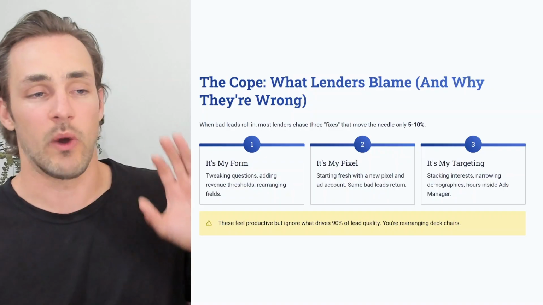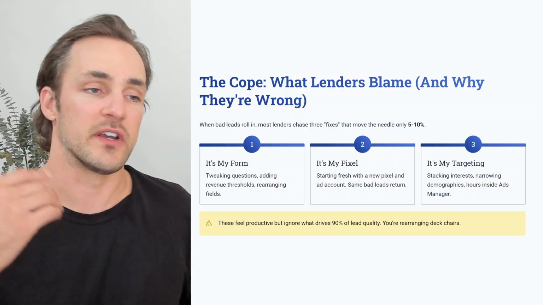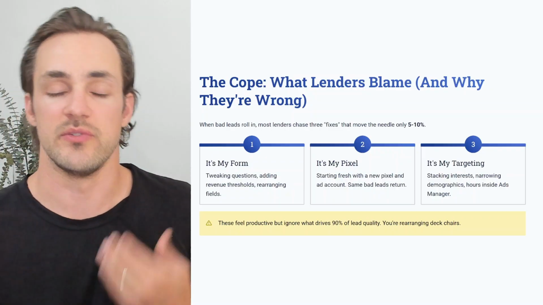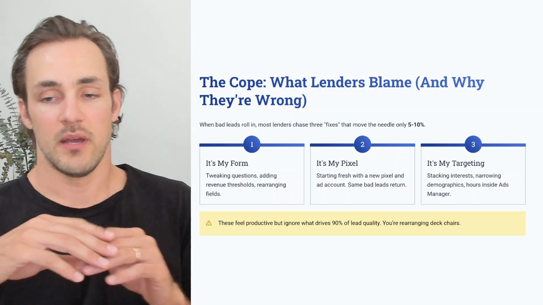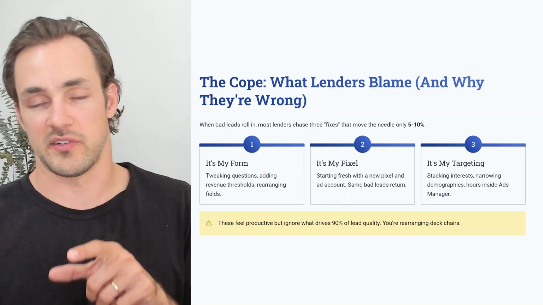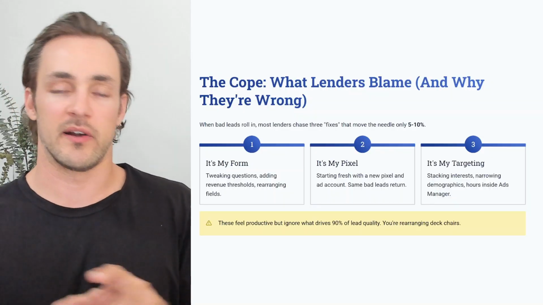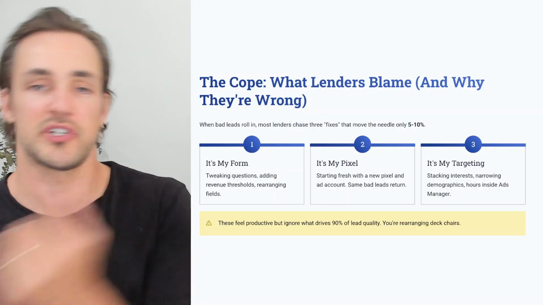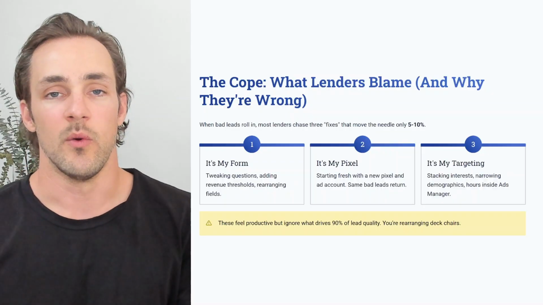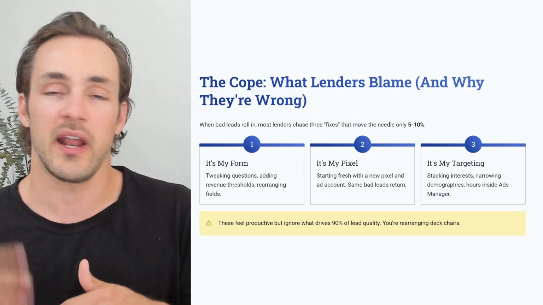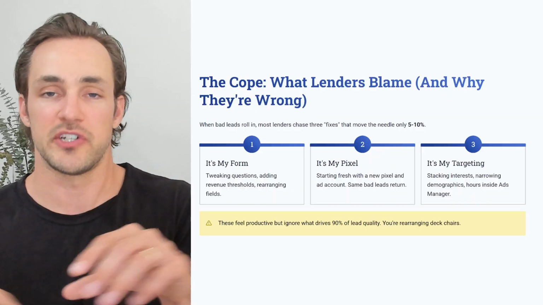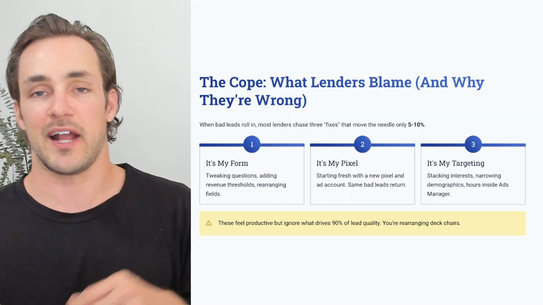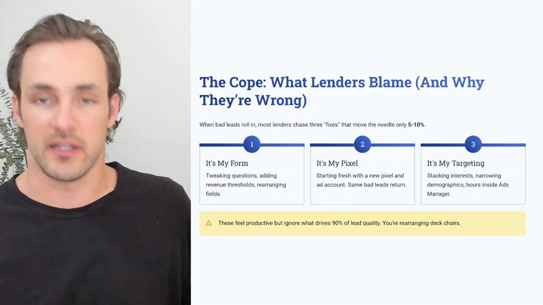And I get why people go here first. These fixes feel productive, they're easy, you can do them in an afternoon, and you feel like you're really solving the problem. But you're not advancing your skills as a marketer, as an advertiser. You're not pushing the ball forward when it comes to creating a better, higher quality campaign. I like to say you're just rearranging your deck chairs, right? You're not actually getting new furniture, making it look all fresh and new.